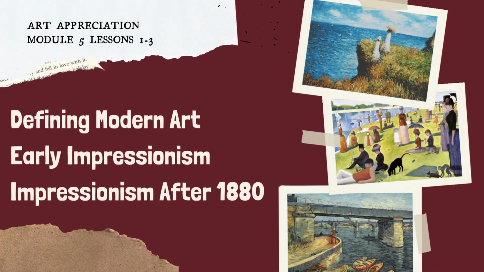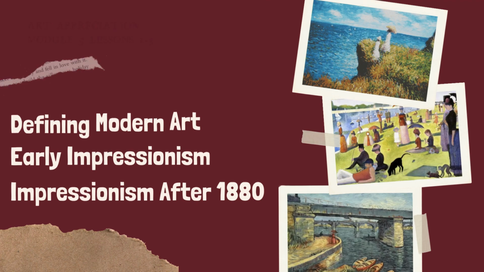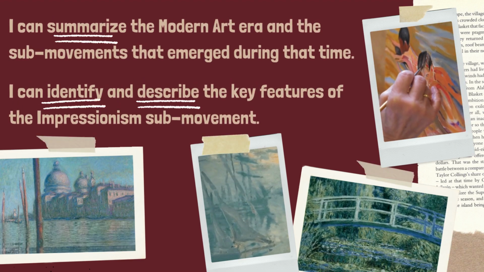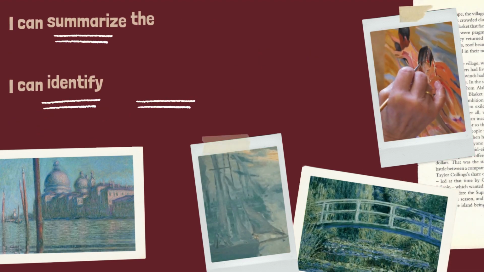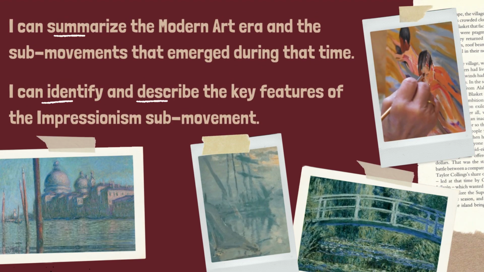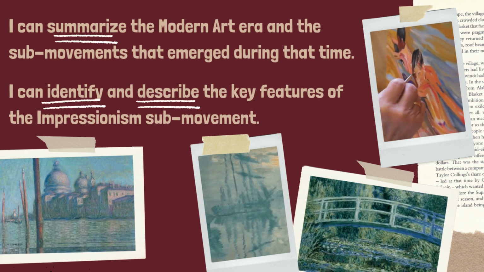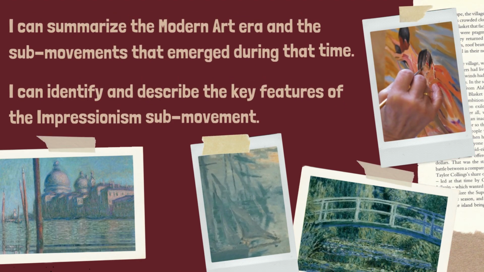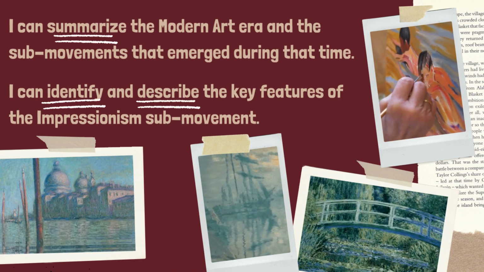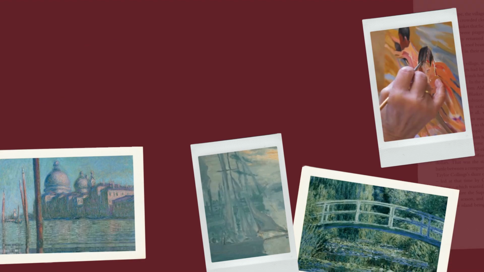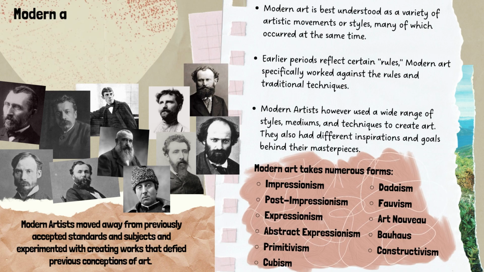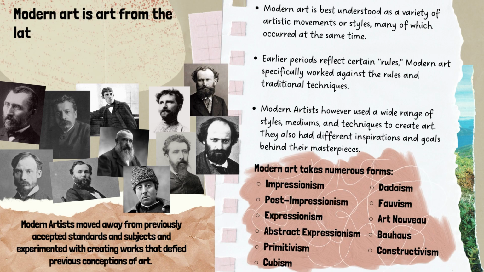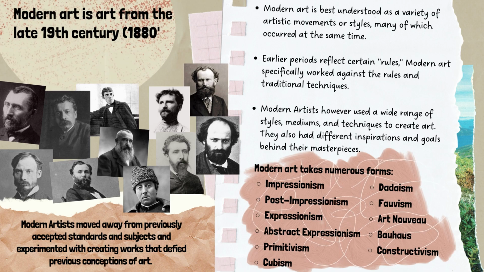In this video, we are going to review Module 5, Lessons 1 through 3, and Module 5, Lab 1. Our goal by the end of this video is to be able to summarize the modern art era and the sub-movements that emerged during that time, and then we will also identify and describe the key features of Impressionism. We're going to show our learning by completing Unit 5, Lab 1, where we're taking a closer look at Monet's art piece.